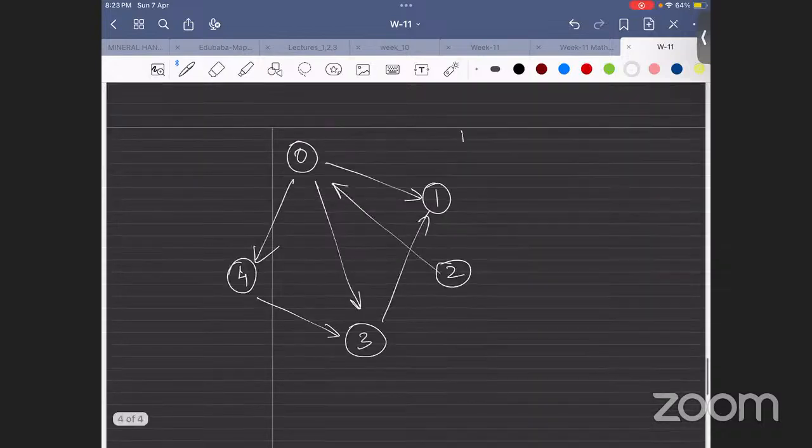Sir, instead of 0, 1, 2, 3, 4, can we take A, B, C, D, E? That will be easier, because we will be dealing with numbers otherwise. Correct, correct.